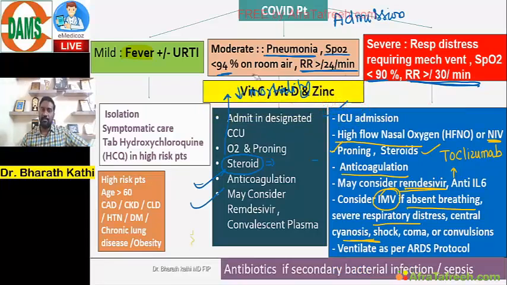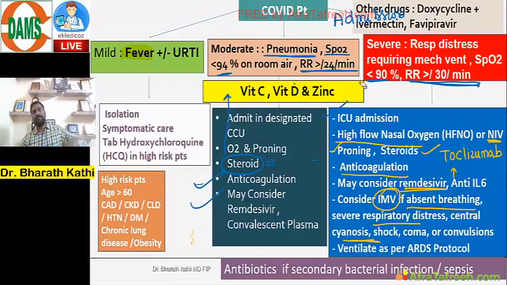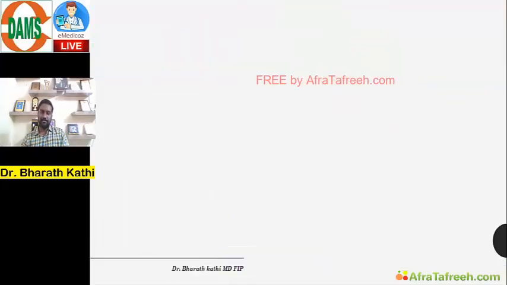And other important drugs, vitamin C, vitamin D, zinc can be given, and doxycycline, ivermectin, favipiravir can be given. But doxycycline, ivermectin, favipiravir are not included in the Indian guidelines.